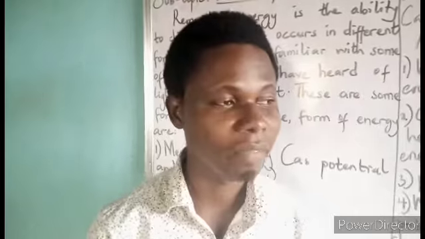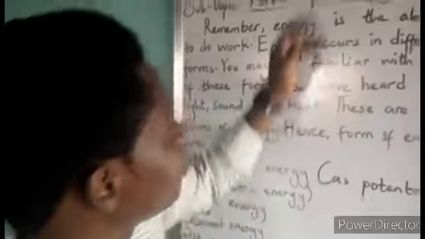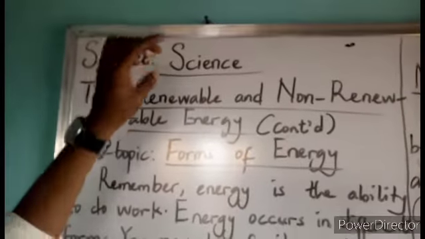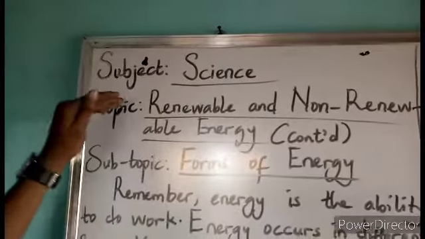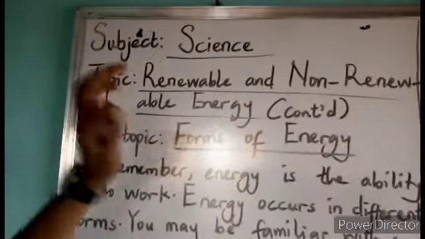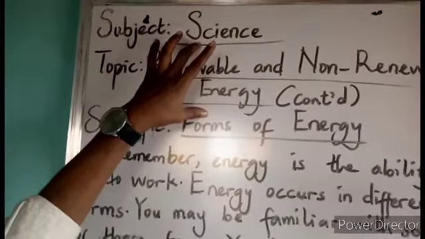Today I will be taking science, year 7. This is for year 7. And last week we did this topic, renewable and non-renewable energy. That was the topic we treated.